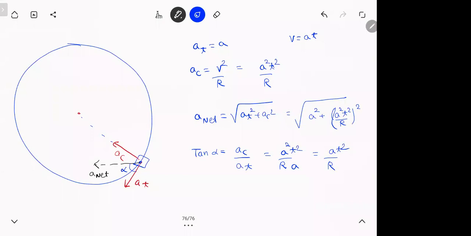So basically, there's nothing new. A tangential is given, from there you found the speed. Once you know the speed, what is centripetal? V square by R. So you find the speed from tangential, use that speed to find centripetal. Once you get both the accelerations, just square them and add them. There's a net acceleration.